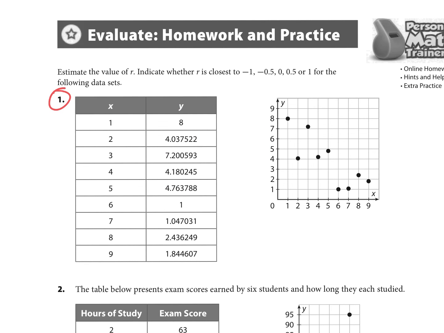All right, finally, we are going to delve into doing your problems on the homework, and we'll talk about each of these individually in class, and we'll talk about how to implement using your calculator to find your lines of fit.